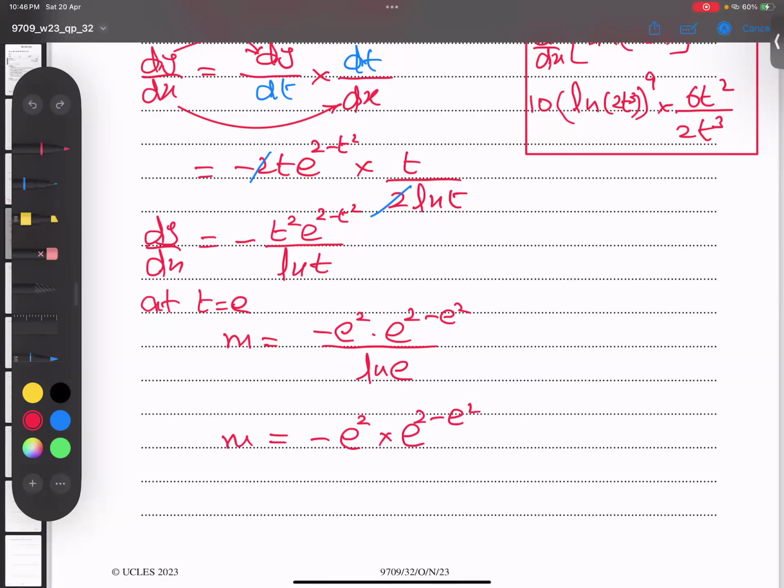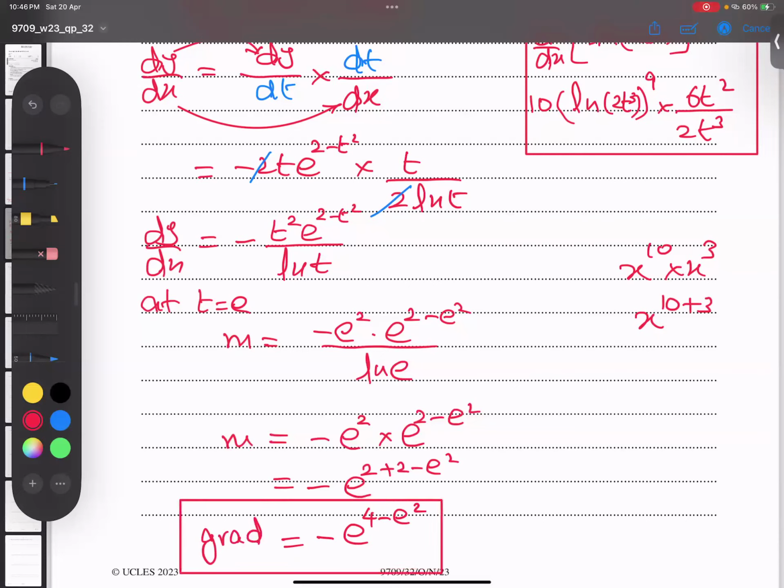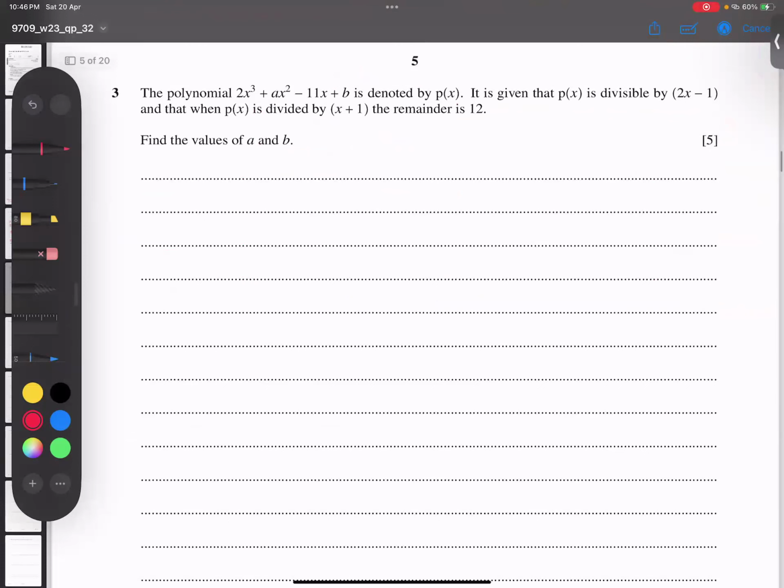And basic property, x to power 10 into x to power 3: same base, multiply, powers add up. So this power and this power will add because same base, and then multiplying. And I can say 2 from here and 2 and negative e squared. So finally, e to the 4 minus e squared is the gradient, and that's it. And I believe the point is very clear. And now we go for the next question, number 3.